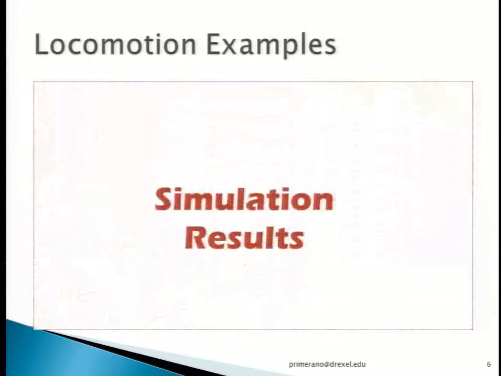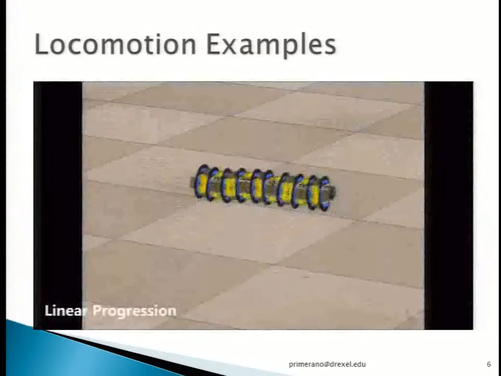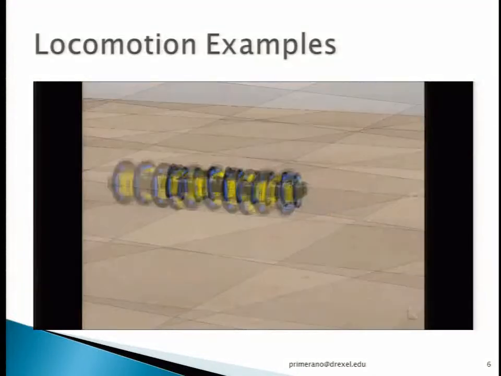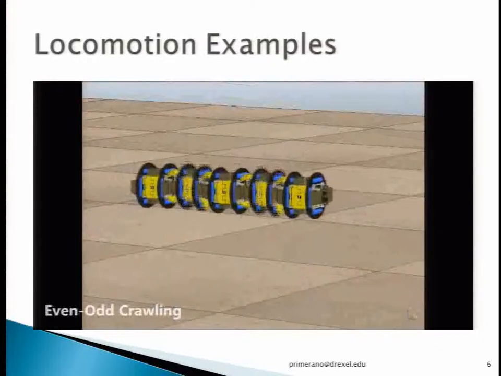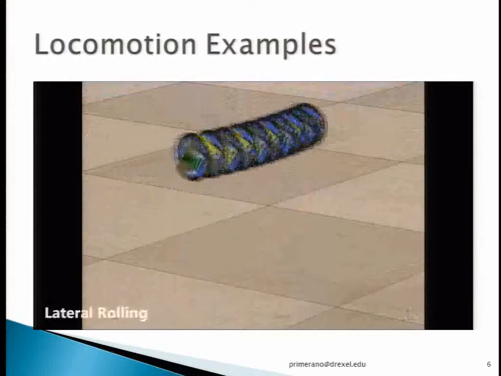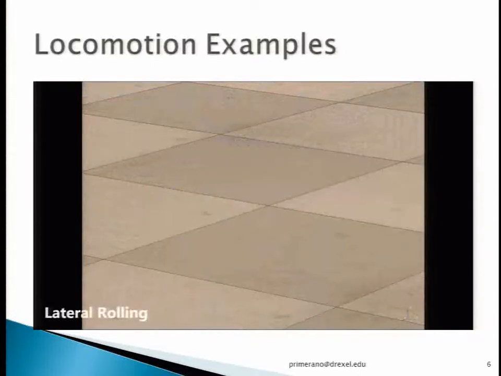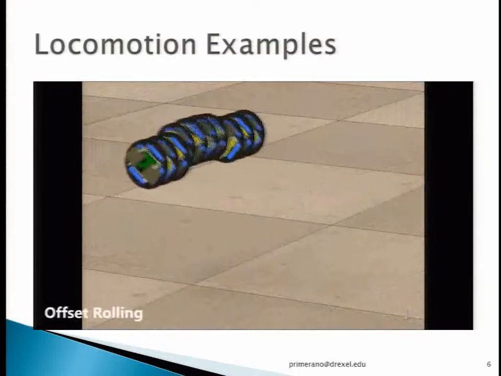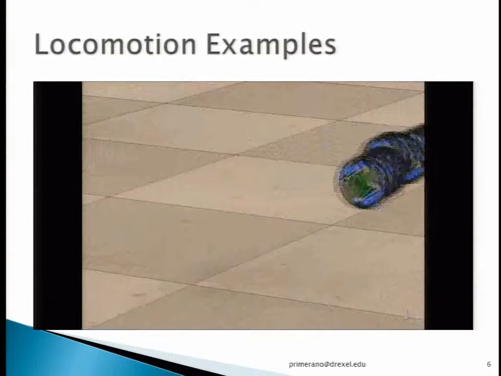We've also shown a few gaits in simulation that we have not yet tested on the real robot. Linear progression is a gait that you'll see on many snake-like robots. This even-odd crawling gait is where segments alternately lift themselves up and then drop down. Lateral rolling, which we showed on the real robot a second ago, and we've shown a few other interesting gaits as well. This simulation shows a little more clearly how the offset rolling gait works. Segments continually slide with respect to one another and push the robot around.